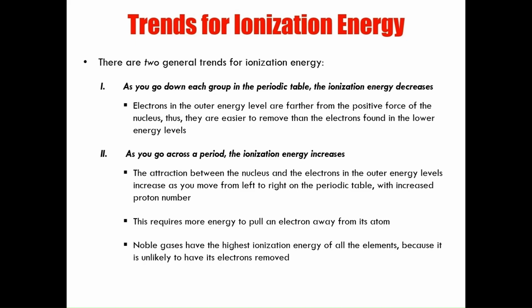As you go across a period, the ionization energy increases. This is explained by the increase in number of protons in each atom as you move from left to right on the periodic table. Although the elements in a particular period have the same number of energy levels, as you move across a period, each element will contain more protons to pull the electrons inward to the nucleus. This makes it more difficult to remove an electron from an atom, thereby increasing its ionization energy. Noble gases have the highest ionization energy of all the elements because they are incredibly stable. And of course, they do not want to lose electrons.